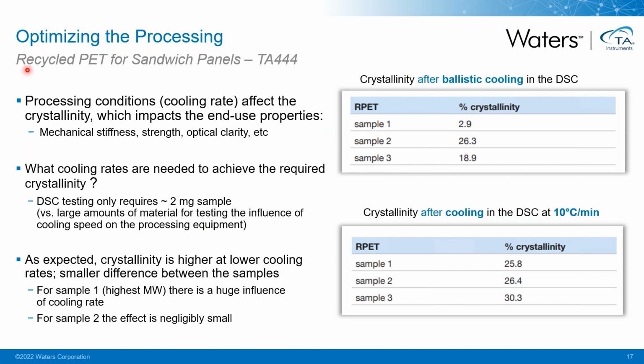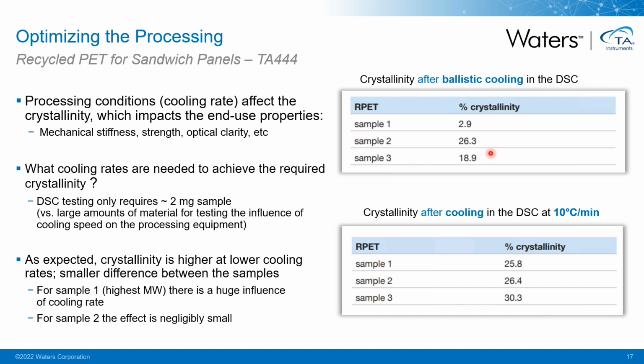Here I want to refer back to the recycled PET material that we studied earlier. We studied at that moment the crystallinity after ballistic cooling, and I've put those values here in a table. But we can also, in the DSC, process the material at slower cooling rates. For example, we can cool it at 10 degrees per minute and again measure in a heating run the crystallinity. You can now see that the crystallinity of the different samples is now very close. And also, as expected, crystallinity is much higher than after ballistic cooling.